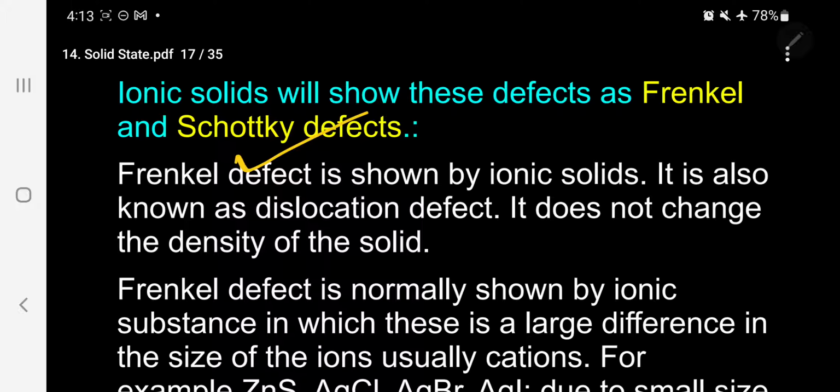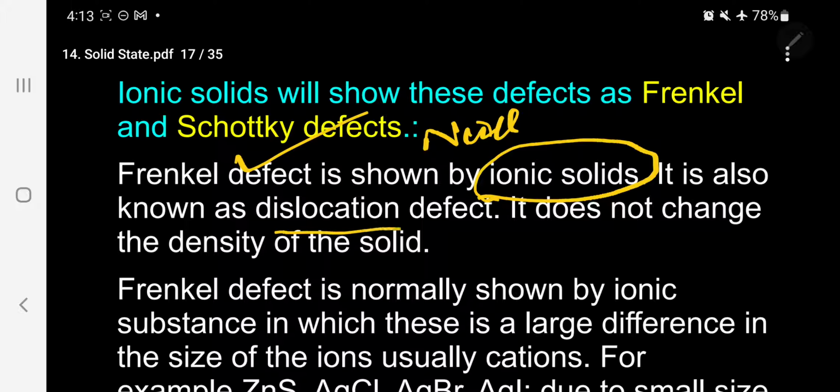Frenkel defect is shown by ionic solids. Please follow. Ionic solid, example, sodium chloride. You just imagine. It is also known as a dislocation defect. It does not change the density of the solid. That means density will not change. Please follow, most important.